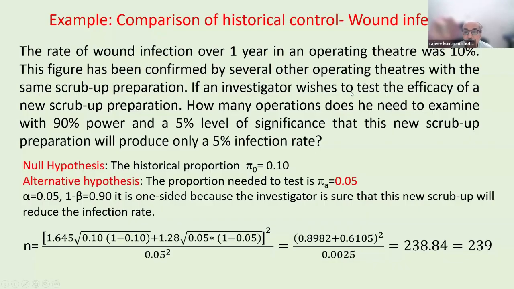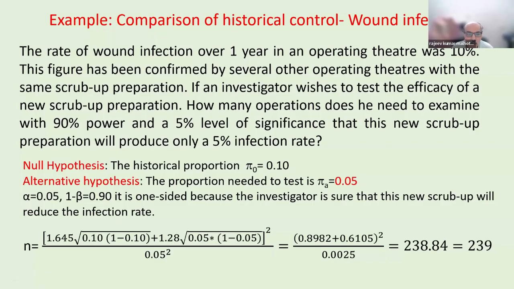If the investigator wishes to test the efficacy of a new scrub preparation, whether it is 10% or not, how many operations does it need to examine with 90% power and 5% level of significance that this new scrub preparation will produce only a 5% infection rate? So that means I assume that there is a 5% infection rate. Here the infection rate is 10%, and I assume that it will reduce to 5%.